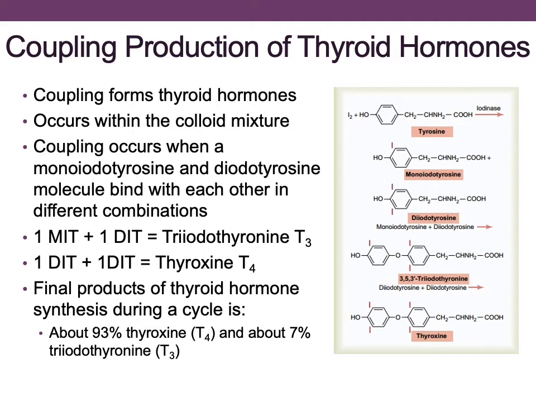You see on here, one combination could be one MIT plus one DIT is going to form triiodothyronine, or T3. And the other combination is one DIT plus one DIT, and that will form thyroxine, T4. These are really the only two ways these hormones are coupled to form the different T3 and T4s. The final products of thyroid hormone synthesis during a cycle would be about 93% thyroxine and about 7% triiodothyronine.